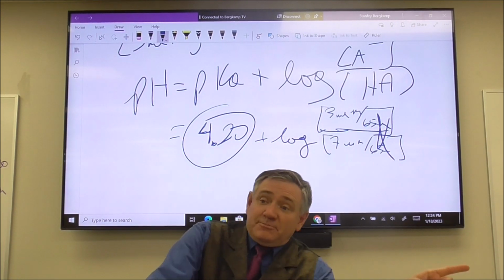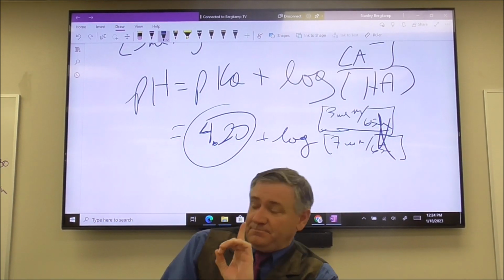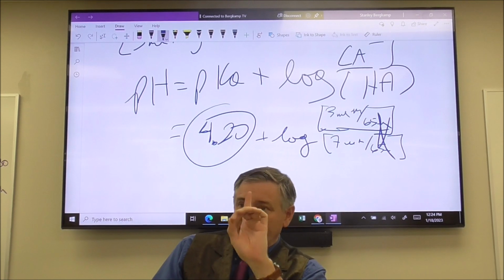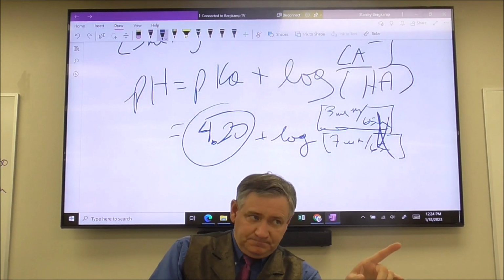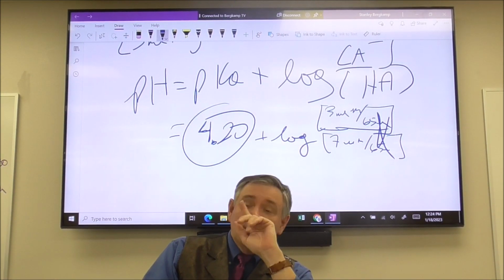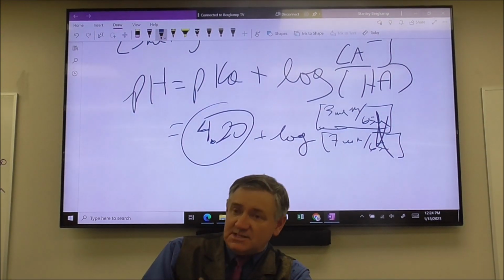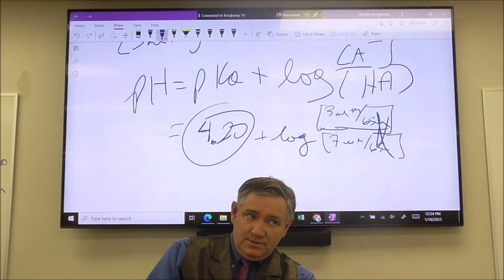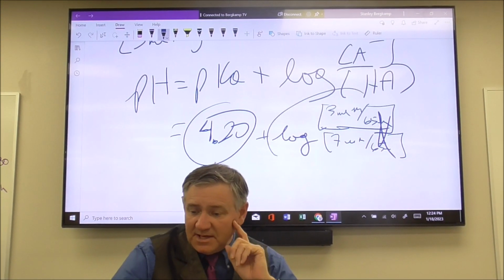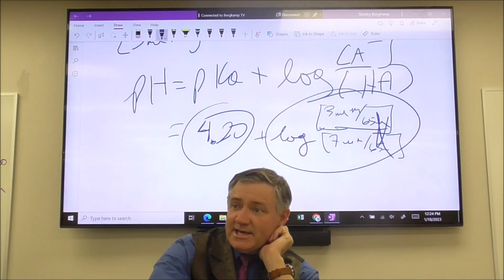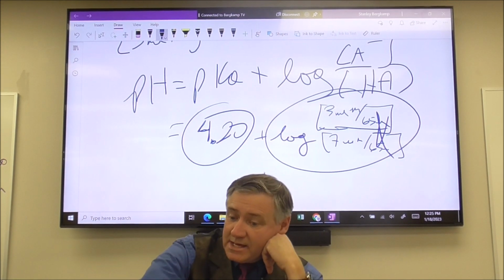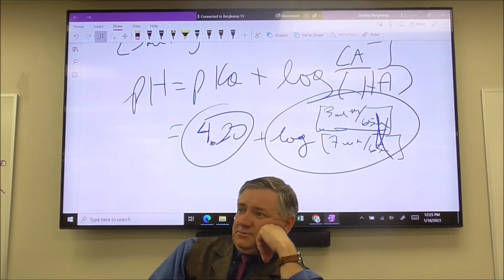Now, before you do that, step away from the calculator. You're taking the log of a value less than 1. That's 3 divided by 7. When you take the log of a value less than 1, is that a positive or negative value? Negative. So this is going to become a negative value. So my pH has to be less than 4.2.